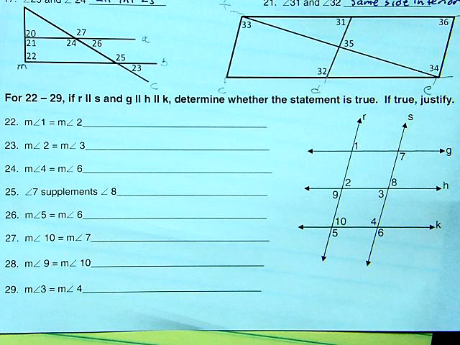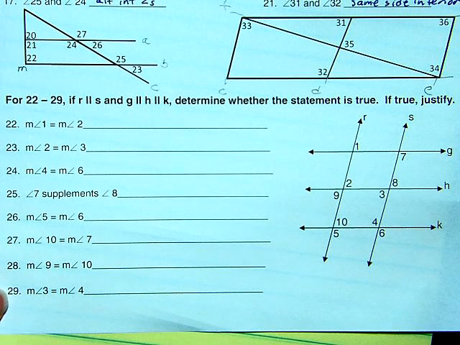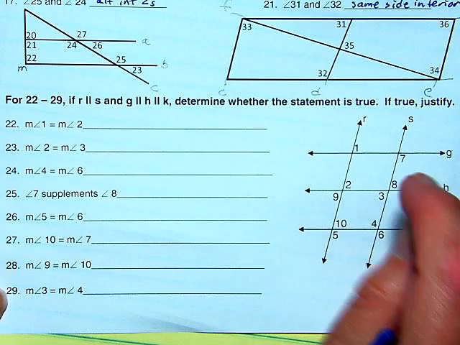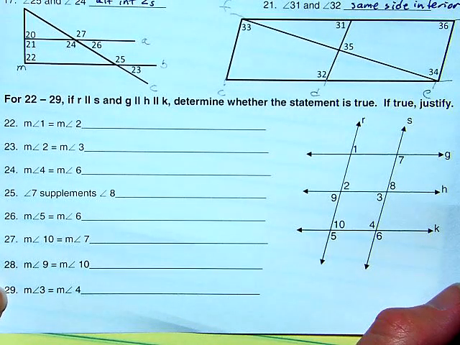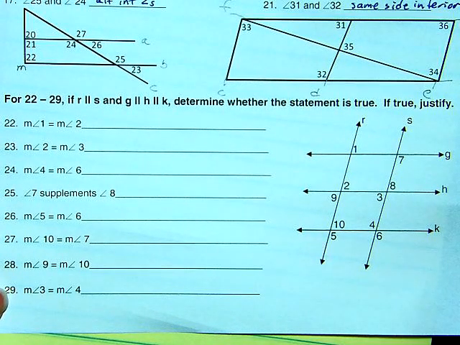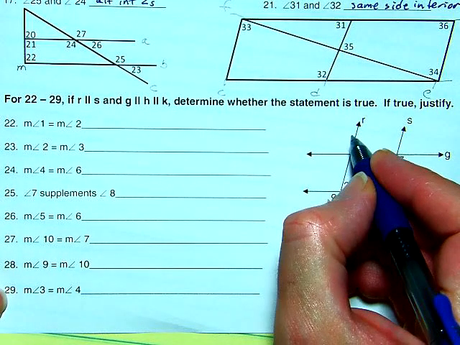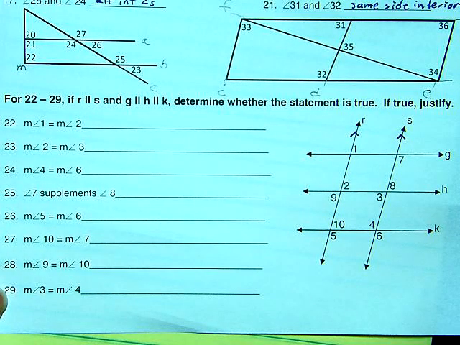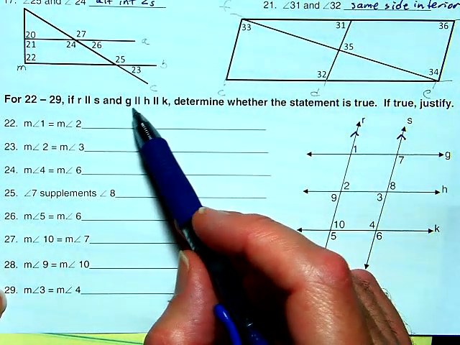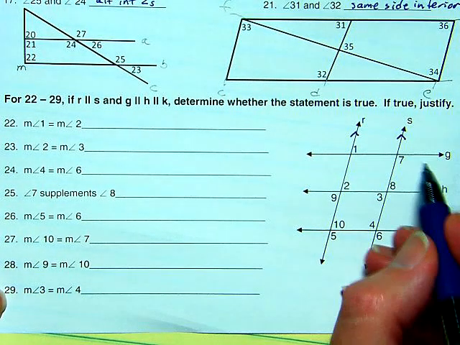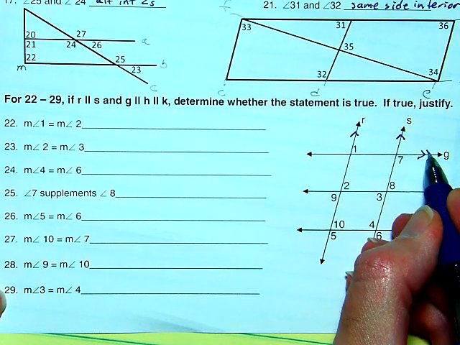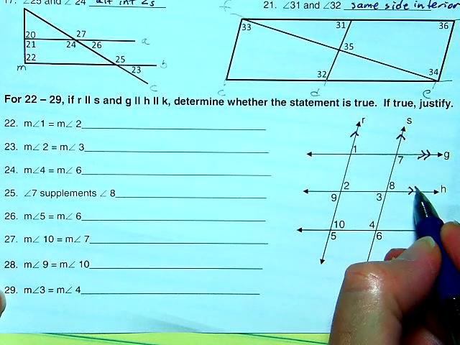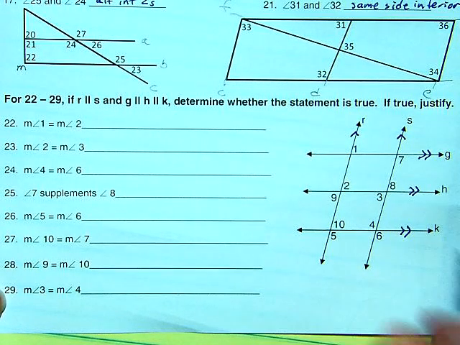So for problems number 22 through 29, we're going to be using the same diagram here on the right. And we are given that R and S are parallel, which we can sometimes denote by putting little arrows such as that, showing that that direction is shared by R and S. And also lines G, H, and K are parallel, which we can denote like such. We'll have a double arrow on each one of those.